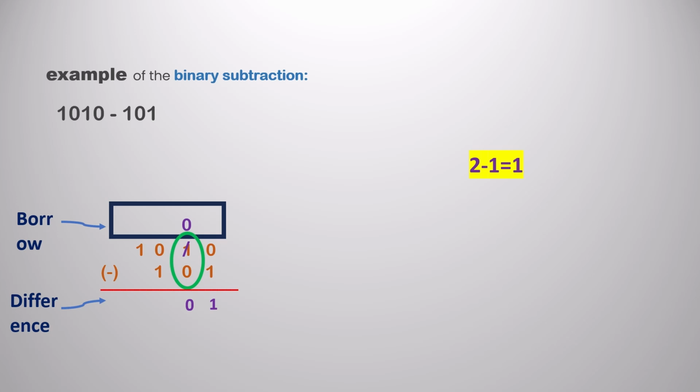For the first column we have already done it. In the second column, 1 is taken away as a borrow, so we are left with 0. 0 minus 0 is 0. Now let's see the third column. The third column is 0 and 1, the same case. We have to take a borrow from the next column, and the next column becomes 0. So this column becomes 2 minus 1, that is 1.